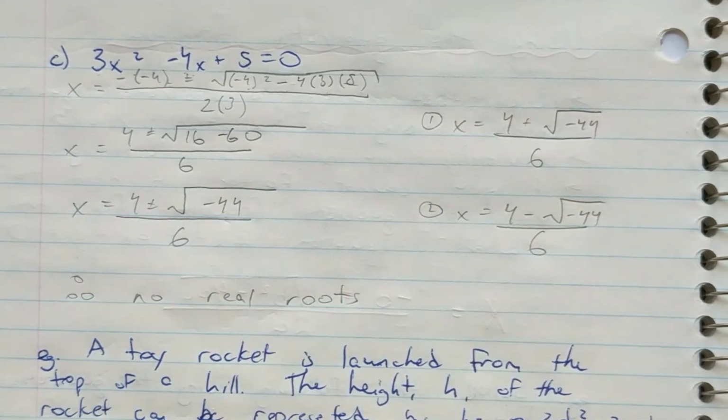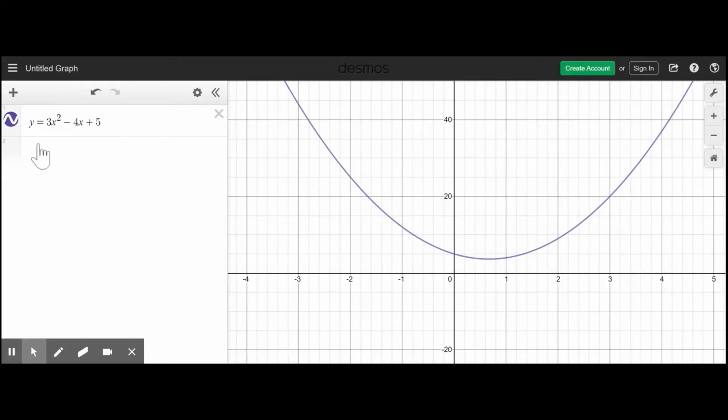Let's just pause for a second and take a look at what this looks like on our graphing calculator. So I've gone ahead and graphed this: y is equal to 3x squared minus 4x plus 5. You can see this parabola comes really close to touching the x-axis, but it never actually does, okay? That means that there are no roots for this parabola.